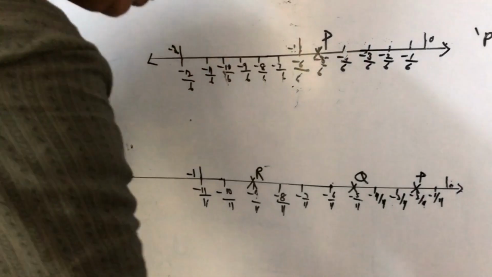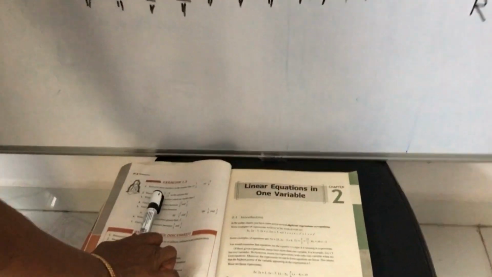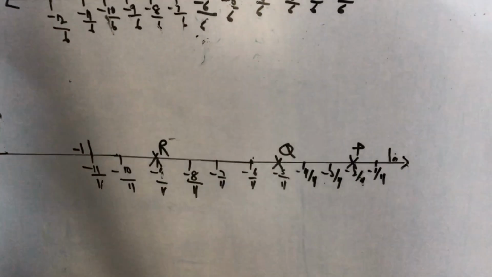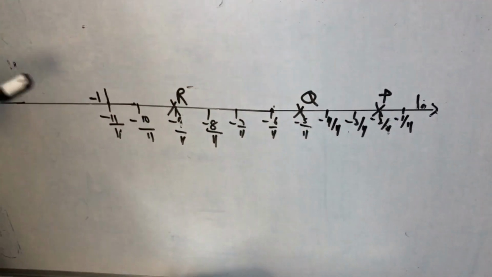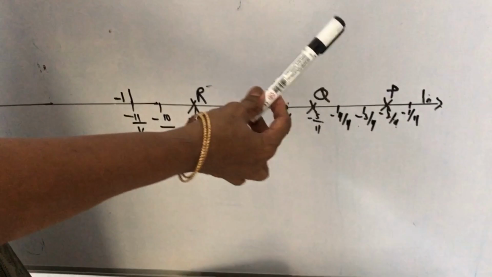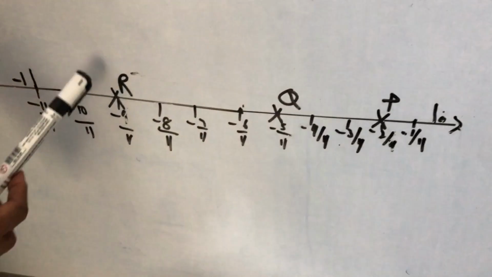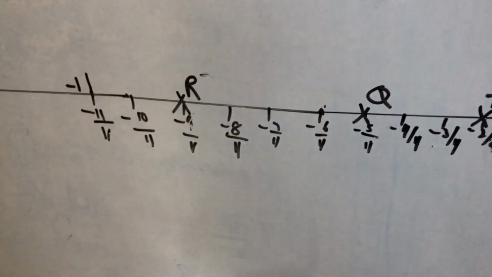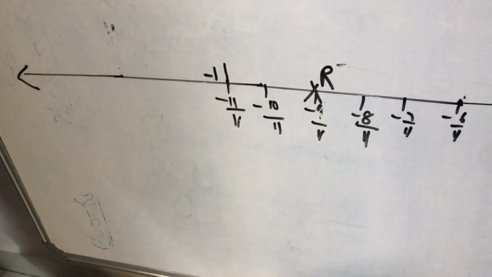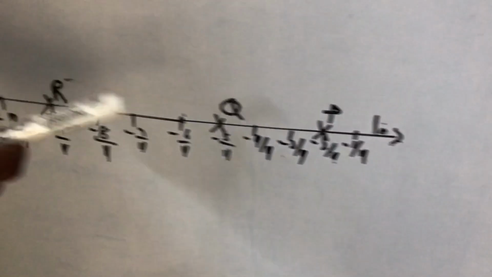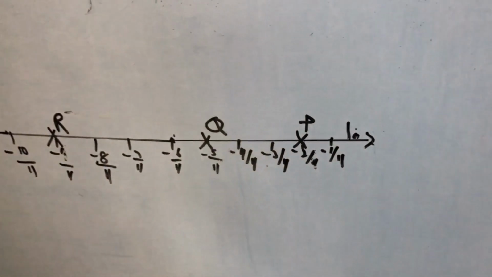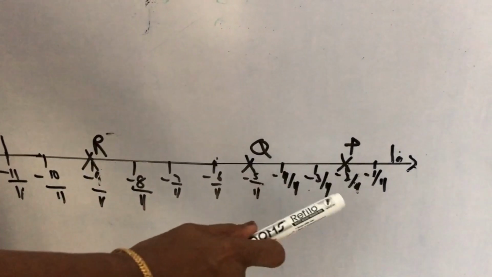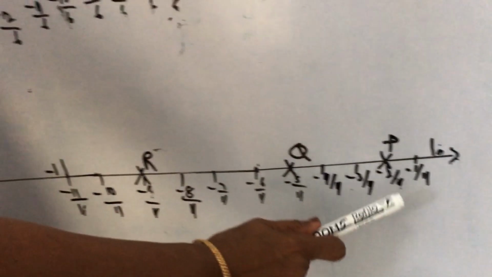Question number 2. Represent minus 2 by 11, minus 5 by 11 and minus 9 by 11 on the number line. All these rationals are negative, children. So on which side must you take them? On the left side. What is the denominator? 11. So each unit length should be divided into 11 parts.